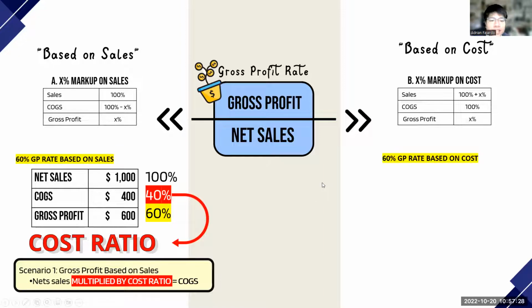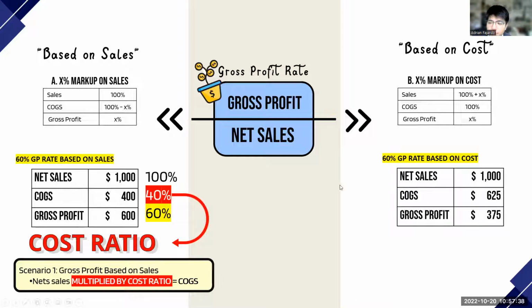So again, we have the same scenario. The only difference is 60% of the gross profit rate is based on cost. Now, mag-iiba. See, magkaiba yung COGS natin, magkaiba yung gross profit. Even though same sila ng GP rate, iba kasi yung basis nila. On the left, it's sales. On the right, it's cost.